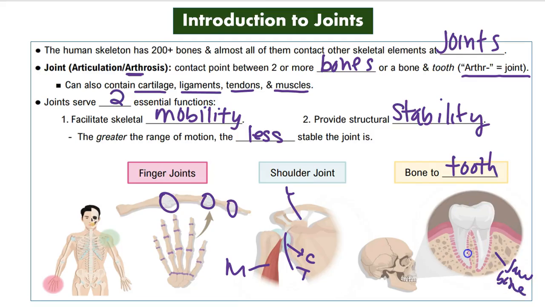Because we're talking about teeth, it could be upper or lower jaw. A lot of times when you're thinking of upper and lower jaw, you know that the mandible has the ability to move. Just keep that in mind. And then we also see that the tooth is there. So let's talk about it.